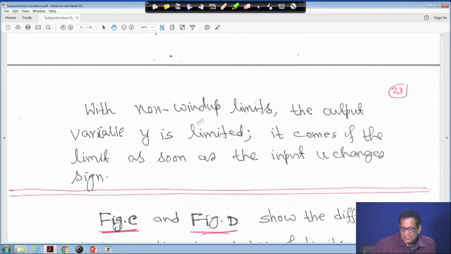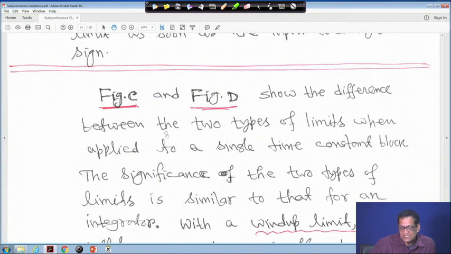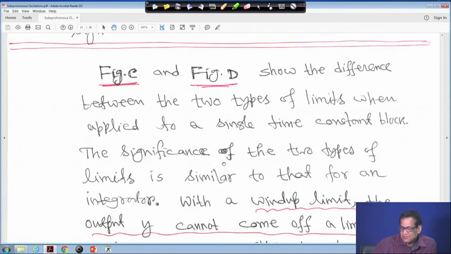Similarly, with non-windup limits, the output variable y is limited. It comes off the limit as soon as the input u changes sign, positive or negative. Now next are figure C and figure D. They show the difference between two types of limits when applied to a single time constant block. The significance of the two types of limit is similar to that for an integrator.